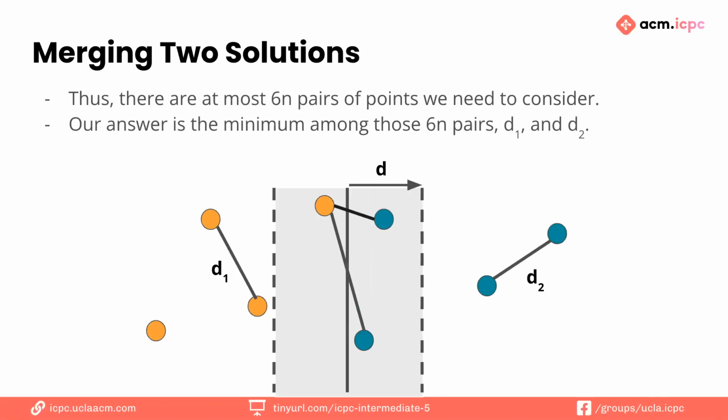And so, yeah, there's only 6n pairs of points you need to consider from the left half to the right half. And so the total number of pairs that could be a contender for the minimum are those 6n pairs and D1 and D2. So we take the minimum of all of those, that'll be 6n plus 2 pairs, which is just O of n.